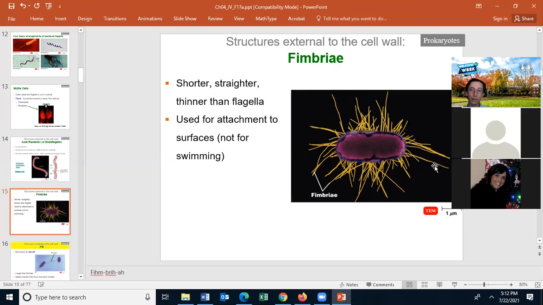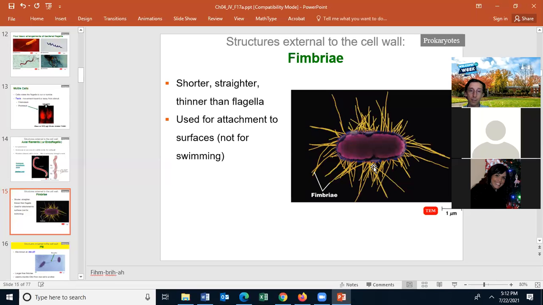What it can do is put out the fimbriae here, attached to the surface, and then pull in the cell, pull the cell this way and pull up the fimbriae on this side. And then it can put out the fimbriae again in front of it, and then pull the cell forward. So it can use the fimbriae to pull itself on a solid agar culture.